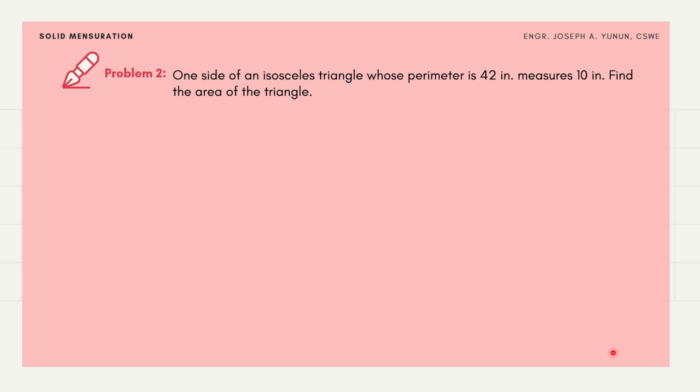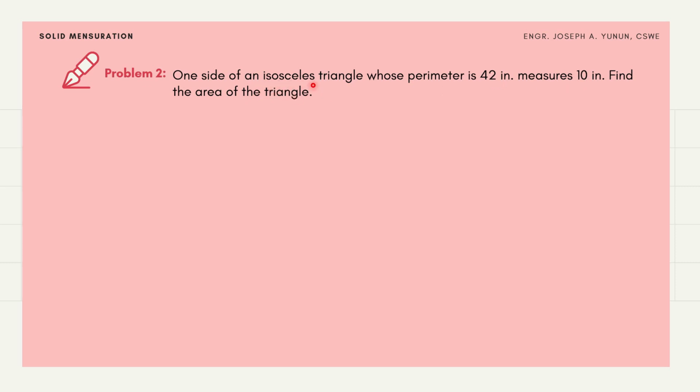So, based on the problem, what are the given? Probably you have an isosceles triangle whose perimeter is 42. So the perimeter of the triangle is 42, and one of the sides of the triangle measures 10 inches. So find the area of the triangle.